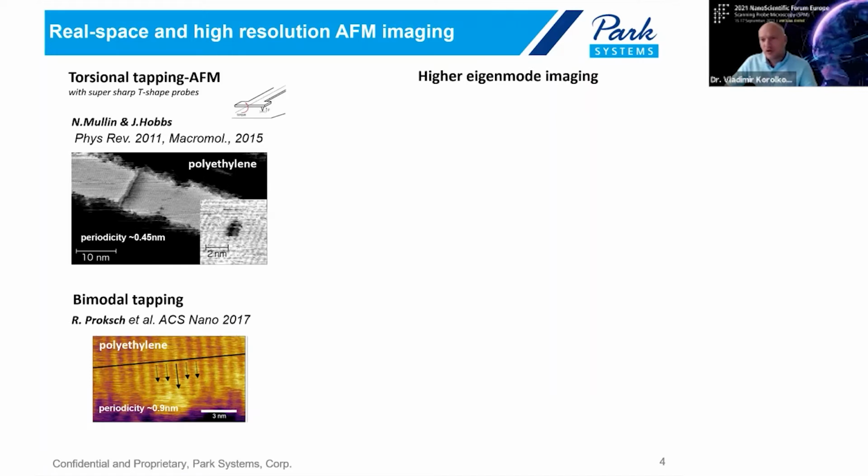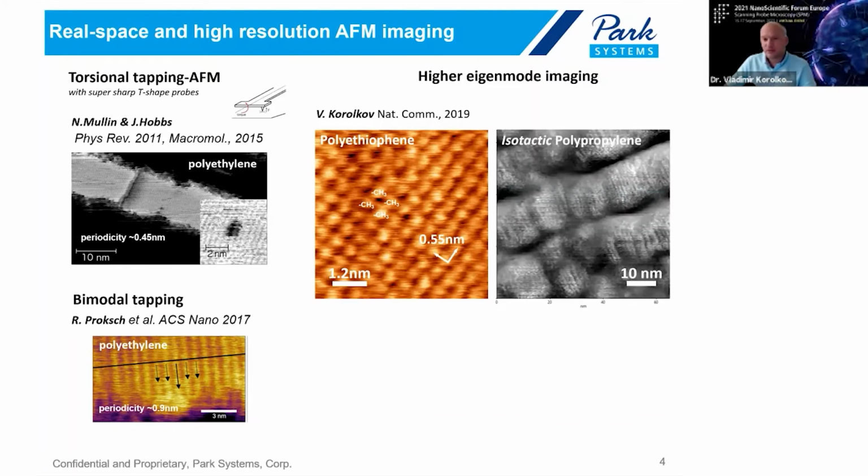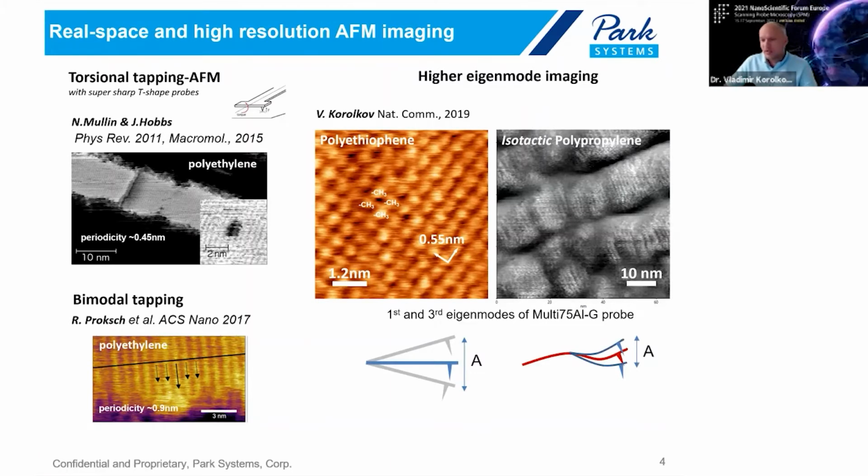And then a couple of years ago another approach was introduced, and that is high eigenmode imaging. We published a paper a couple of years ago where we used that technique to visualize CH3 or methyl groups in polythiophene on the surface of a solar cell, effectively. And that technique was equally applied to other polymers like isotactic polypropylene, where you could see single polypropylene molecules arranged in a lamella. And the idea of that technique that I will talk a little bit about is the use of the higher eigenmodes of a regular or pretty much any cantilever.